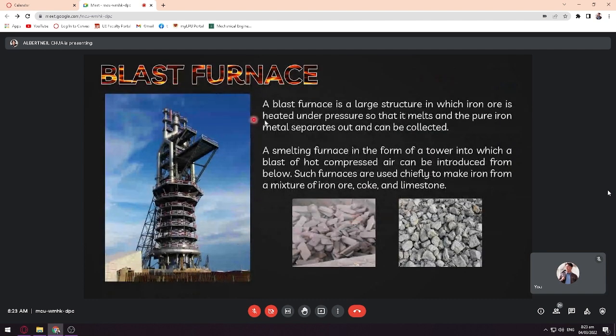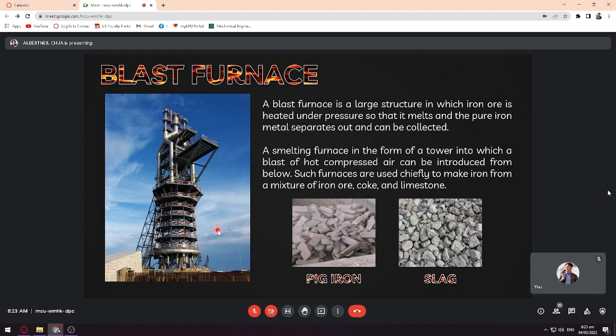This is the blast furnace I mentioned earlier. The blast furnace is responsible for separating the minerals, or getting the pure iron metal from the sinter. The smelting furnace is like a big tower. Two products come out of it, which are pig iron and slag.